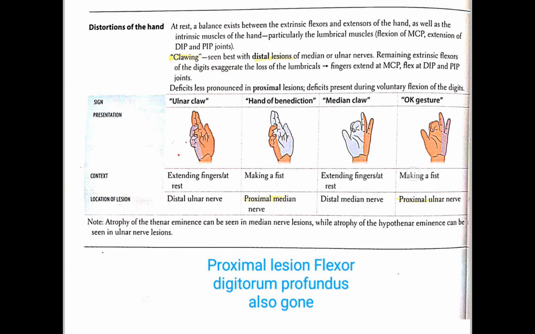And hand of benediction. Hand of benediction means we are not able to claw these two fingers, and median claw hand. This is in the median nerve injuries.